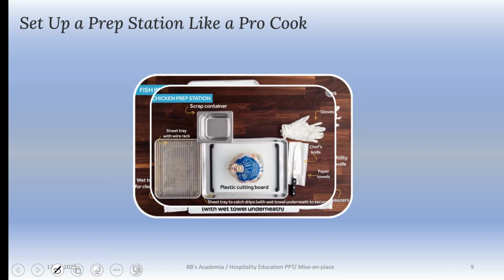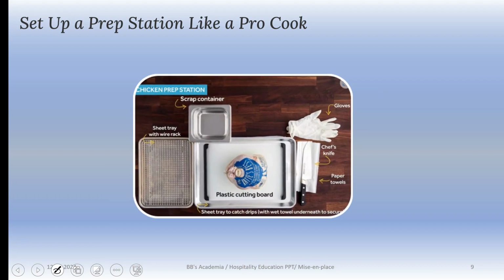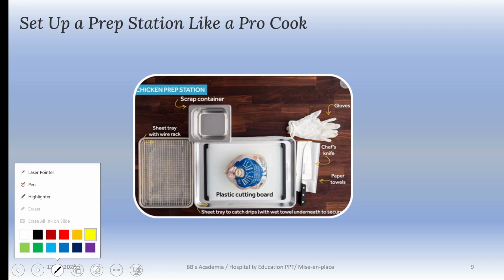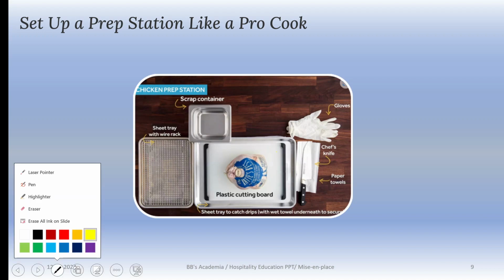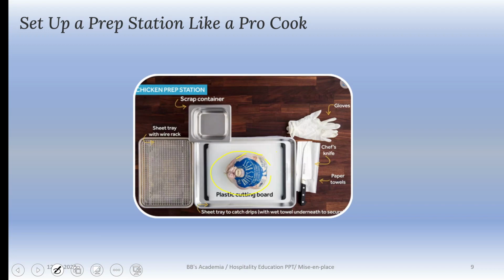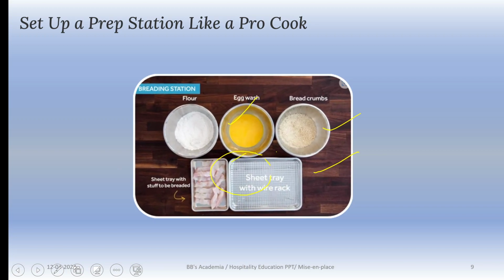And then chicken prep station, very similar. There is a chopping board where the chicken is kept. Here, this is the place. We got hand gloves to prevent the cutting or anything damaging your hand. Here we are having all the tools, chef's knife and paper towels. We got a scrap container here, and this is the place where you can see the fabricated items.